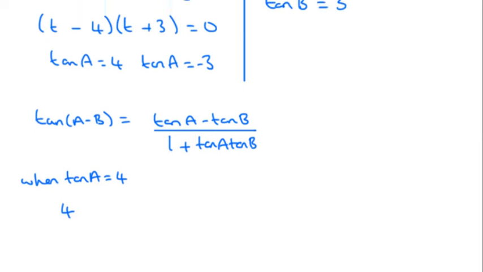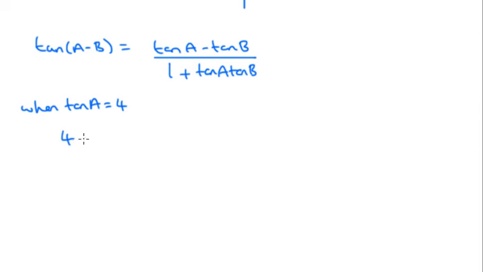we know that tan b is definitely 3, it's always 3. So we have 4 minus 3 on top, and then 1 plus 4 times 3 on the bottom. So that's going to be 1 over 1 plus 12. So 1/13 is one possible value.